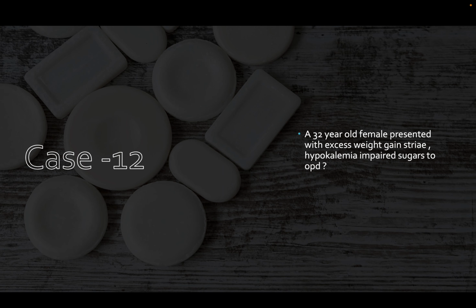So case 12. A 32-year-old female presents with excessive weight gain, striae, hypokalemia, and impaired sugars to OPD. So in this case, excessive weight gain is there, striae is there, hypokalemia is present. So this is classically a case of Cushing syndrome.